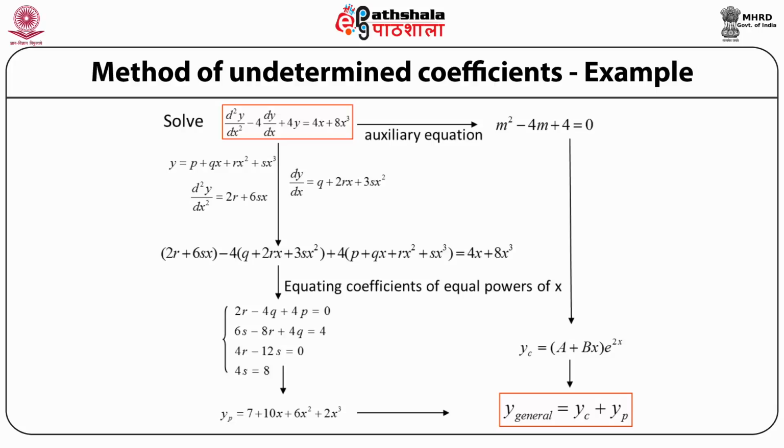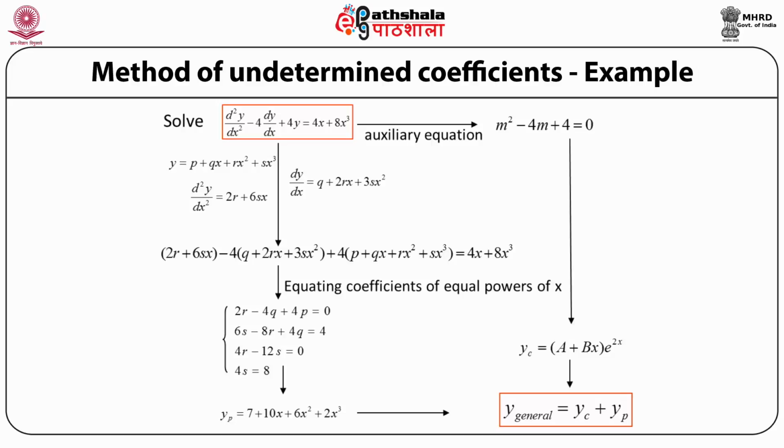For the particular integral, since the right hand side of the equation is 4x plus 8x cubed, as we saw earlier, we have to write it in terms of another polynomial which will go up to x cubed. So y equals p plus qx plus rx squared plus sx cubed. That is our initial guess of the solution. Then we find the values of p, q, r and s. Now dy by dx is going to be q plus 2rx plus 3sx squared. Then d squared y by dx squared is going to be 2r plus 6sx.